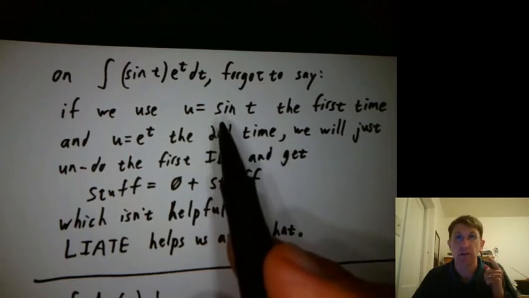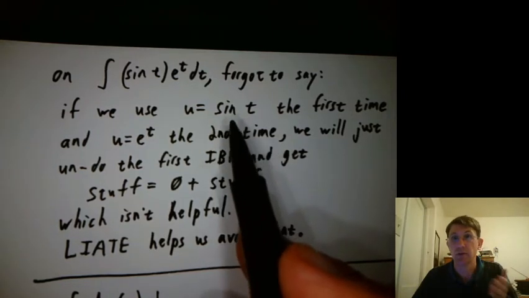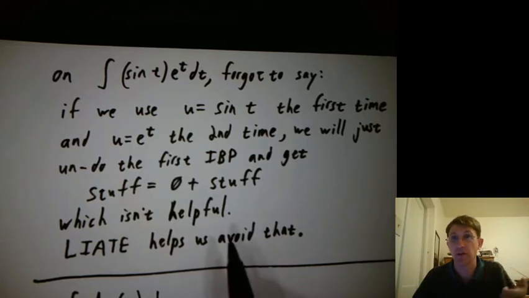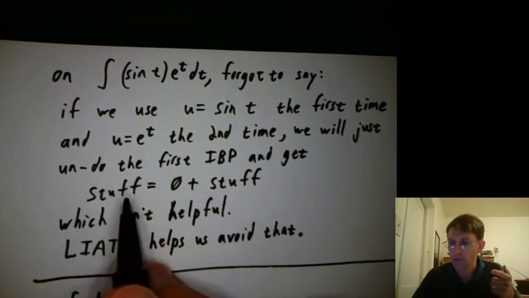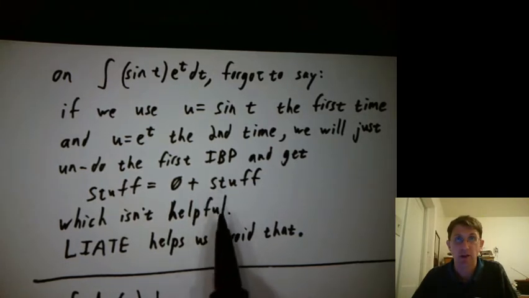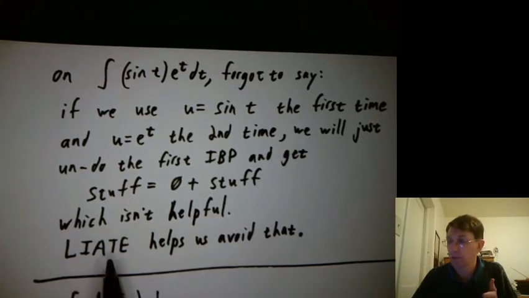If we had done sine t the first time and then switched away from trig to exponential, we would end up accidentally undoing the first integration by parts. We would end up with stuff equals 0 plus stuff, which is true, but doesn't help us at all. So using LIATE helped us keep consistent in that and not accidentally undo the work we had just done.